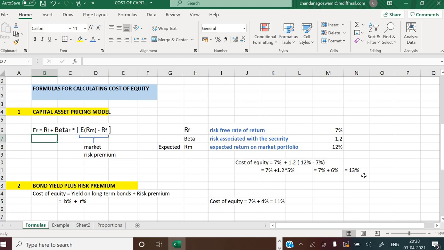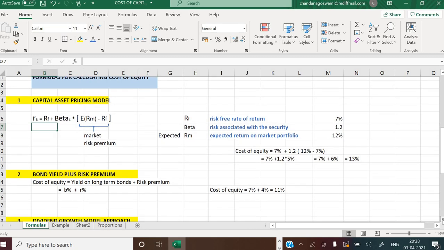The second one is very simple. We are saying cost of equity is equal to yield on long-term bonds plus a risk premium. So if B percentage is the yield on long-term bonds, add a percentage for risk premium, and this risk premium will depend on what kind of project it is. So this will vary. Now suppose we say that yield on long-term bonds is 7%. And I am investing in a project where I would like to add another additional risk premium of 4%. So in this case, my cost of equity is going to be 11%.